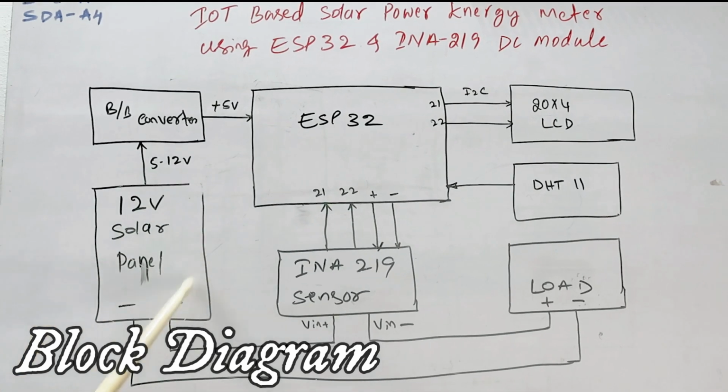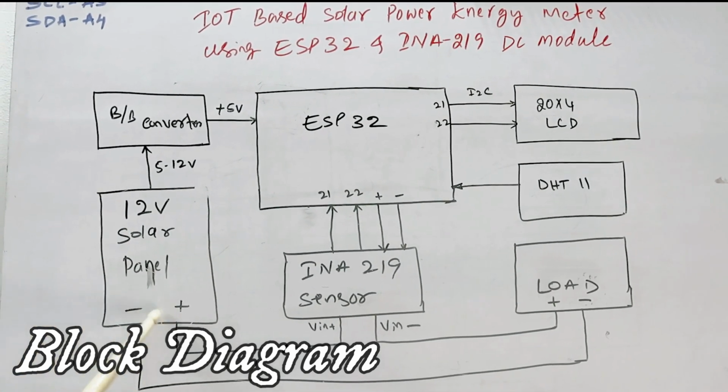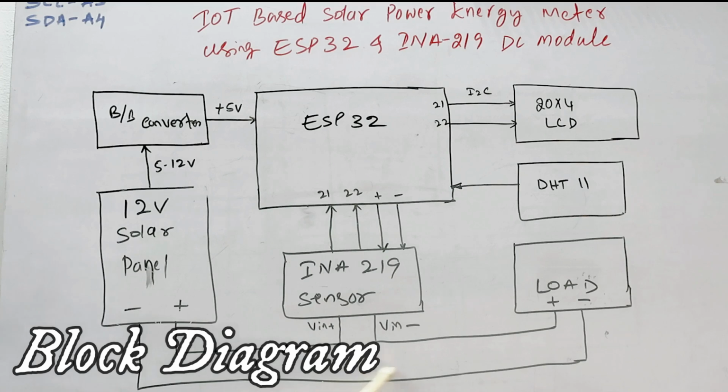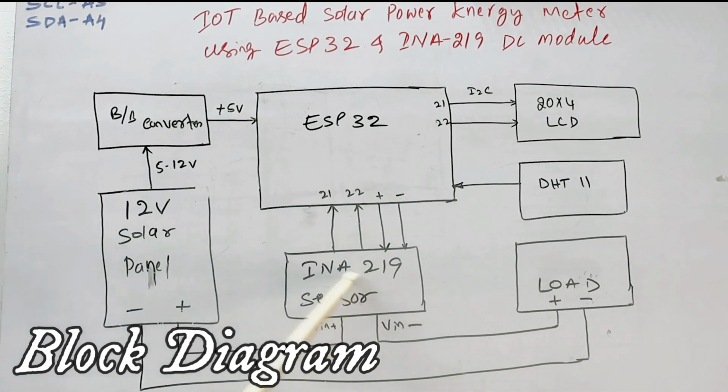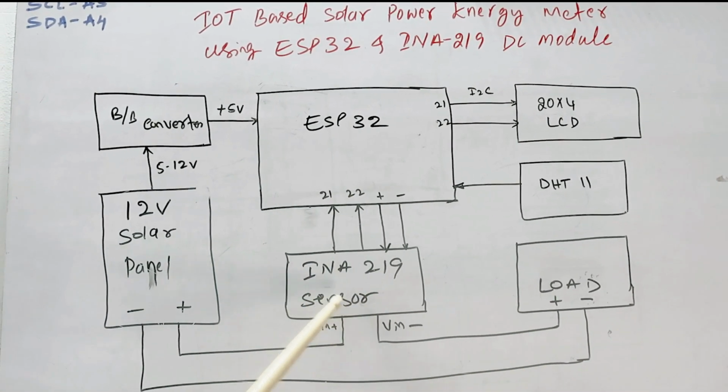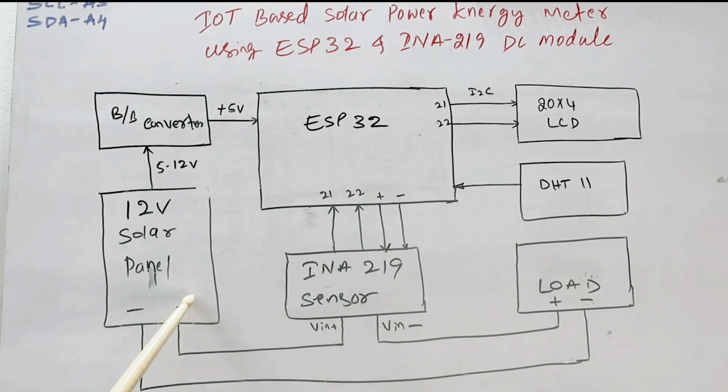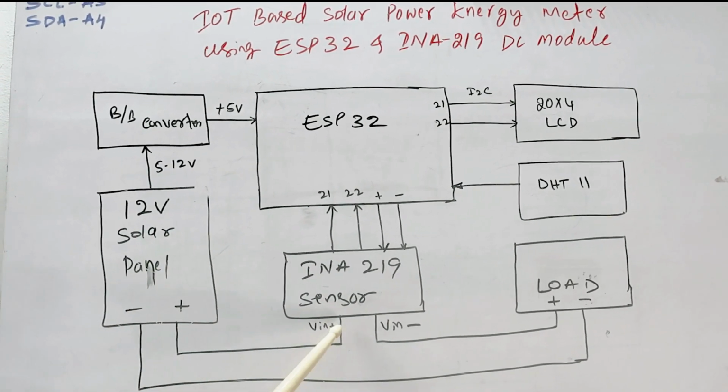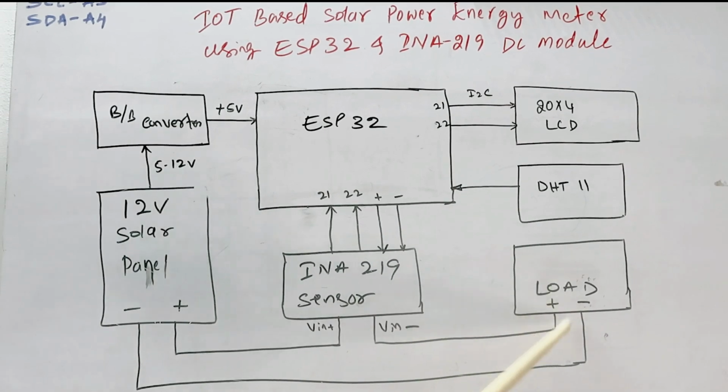And the same 12 volt solar panel's main output is connected to a load, with the INA219 sensor module connected in series. The plus of the solar panel is connected to Vin plus, and the plus of the load is connected to Vin minus.